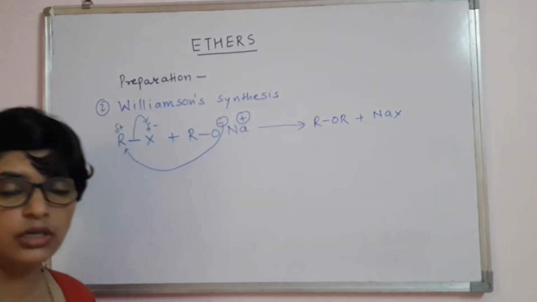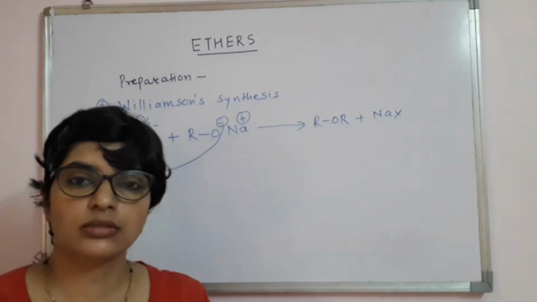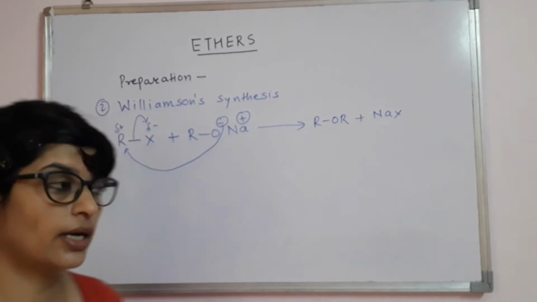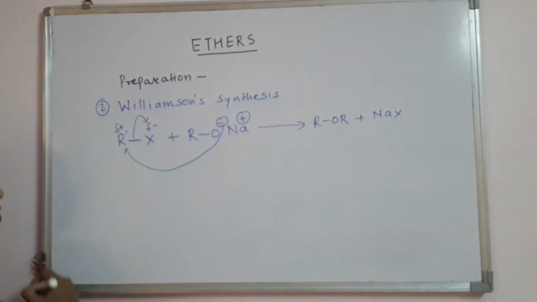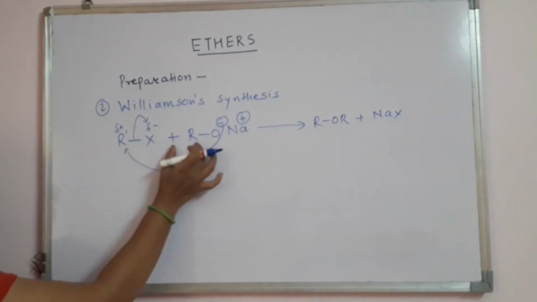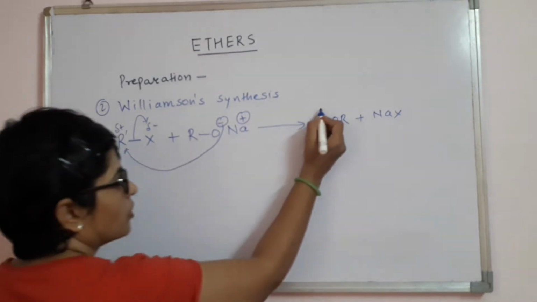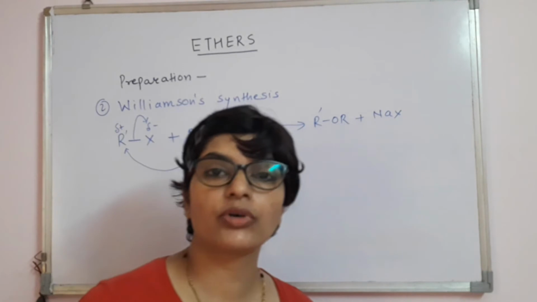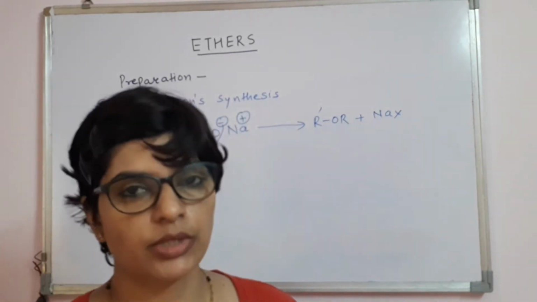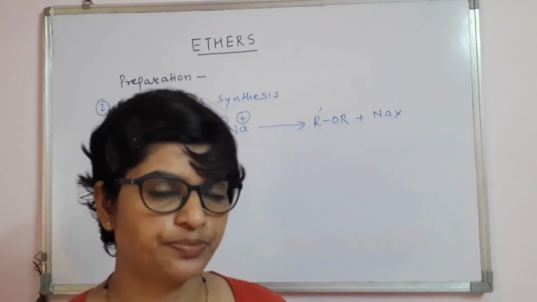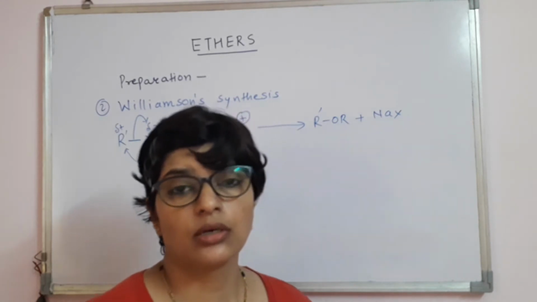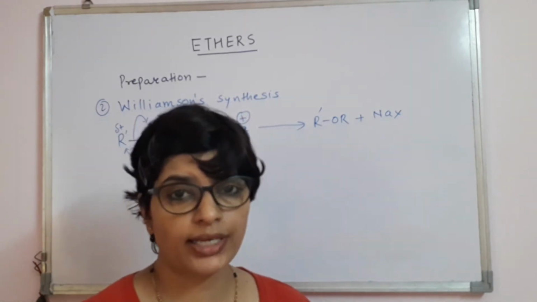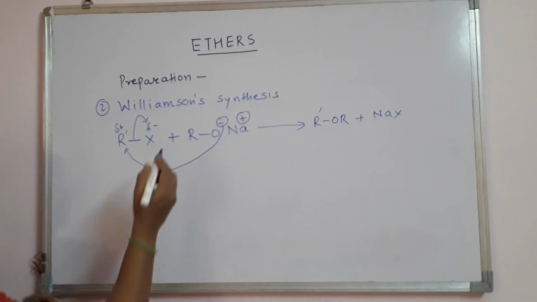Very simple method. Now the best point of this method is that I can take two different types of alkyl groups here. I can take R dash, I can take R, so I can have an unsymmetrical ether prepared. So this method is good for preparation of any type of ether you want to make, symmetrical ethers or unsymmetrical ethers.